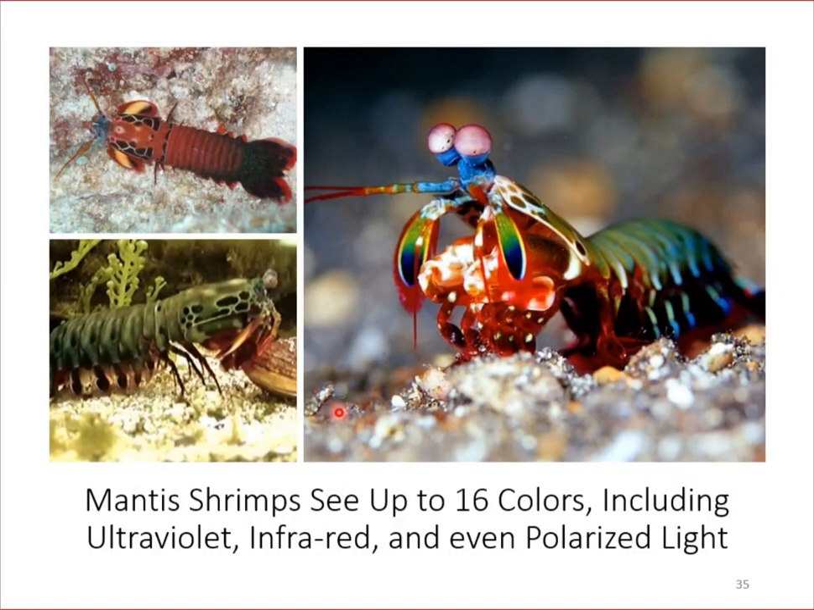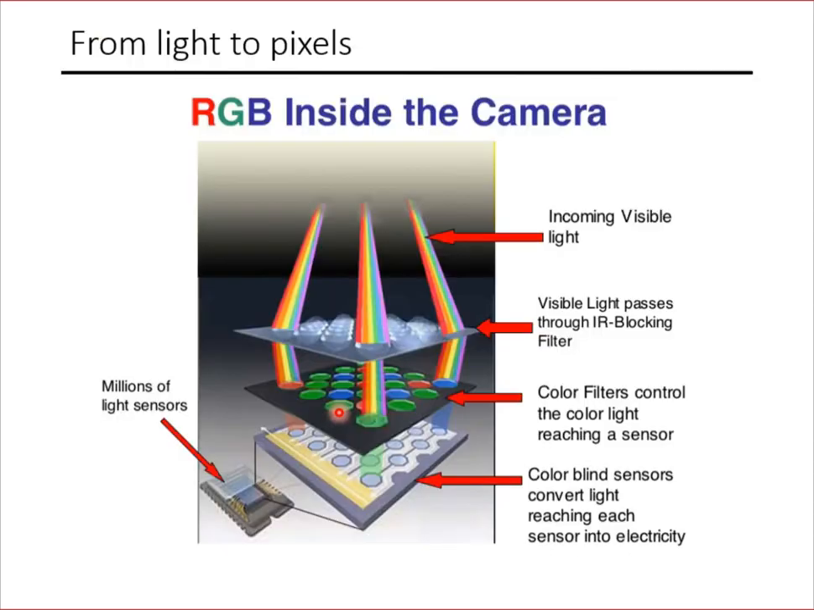And even for some creatures, the mantis shrimp can see up to 16 different kinds of colors, including ultraviolet, infrared, and polarized sunlight. So it's amazing. All right, so now that is the biological part.